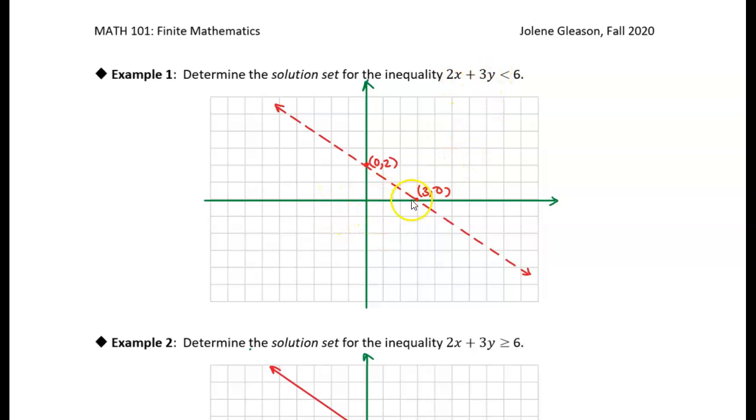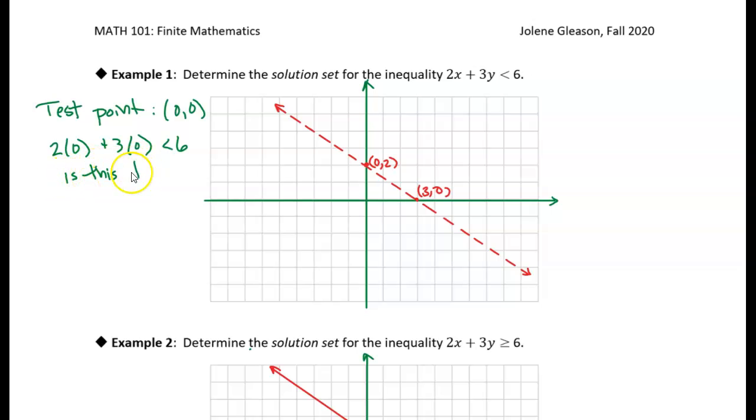Now, we already really figured this out in the introduction, but if you don't know, you just need to test a point, and it can be any point. Oftentimes, the best test point is 0, 0, just because it's really easy to evaluate. So if I pick a test point 0, 0 and put it into this inequality, I get 2 times 0 plus 3 times 0 is less than 6. And we just have to ask ourselves, is this true?